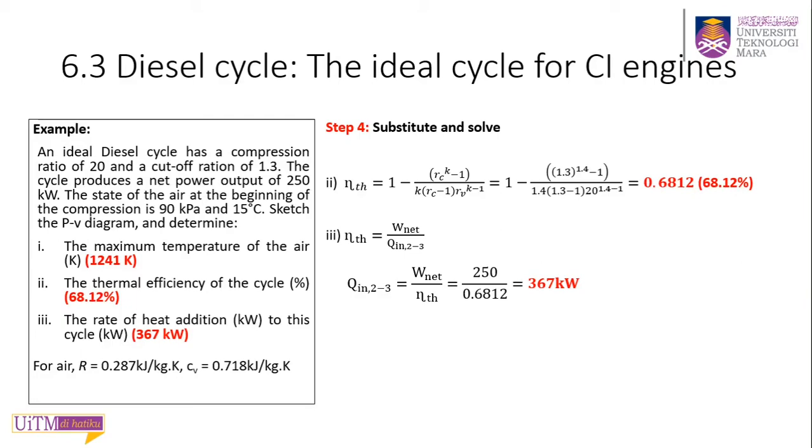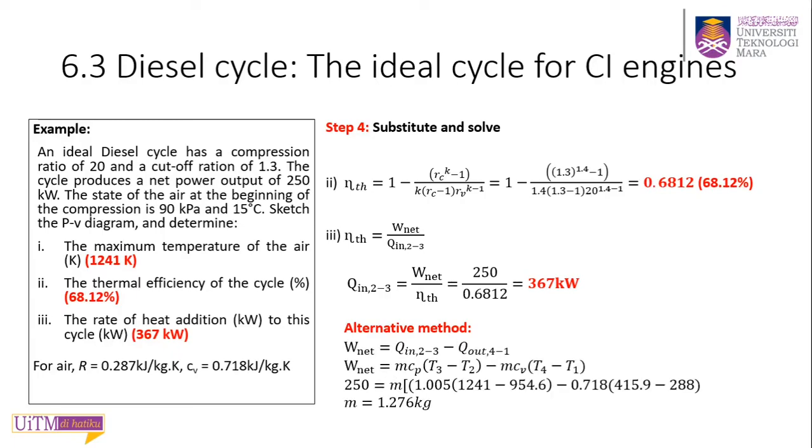Now, as an alternative method, we can calculate the amount of heat added by calculating the mass first and then solve for amount of heat added using the following equation. So this is an alternative method to find the amount of heat added. Please do not hesitate to ask if there are any questions regarding this example.